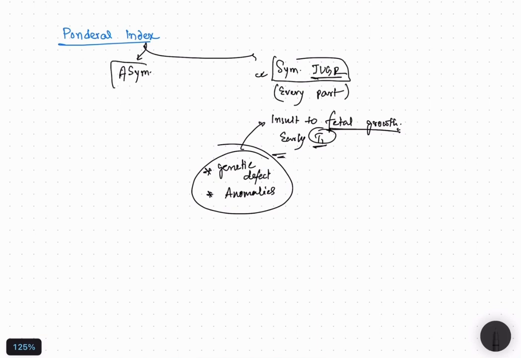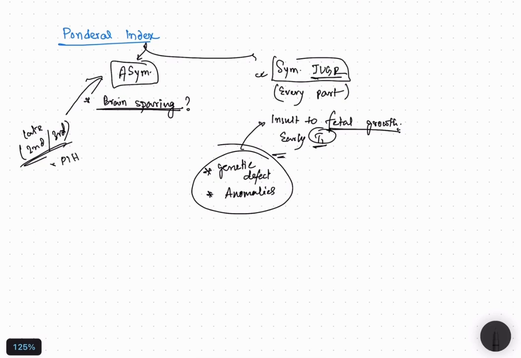In asymmetric IUGR, what is the difference? The growth restriction is not involving the brain. There is a brain sparing effect seen here. Why is there a brain sparing effect? Please remember, asymmetric IUGR happens in the late trimester, around the second or third trimester. So all the fetal body parts have developed properly. Now if there are maternal causes like PIH, or something leading to placental insufficiency.